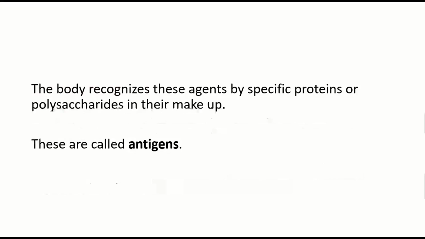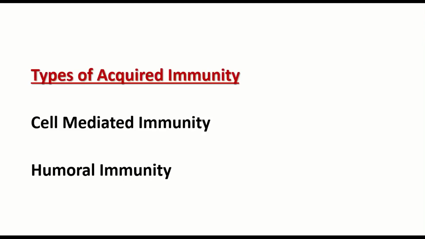The body recognizes these agents by specific proteins or polysaccharides in their makeup. That is, the pathogen will have proteins or polysaccharides in its structure, and small fragments of these proteins or polysaccharides are known as antigens. Moving on to types of acquired immunity.